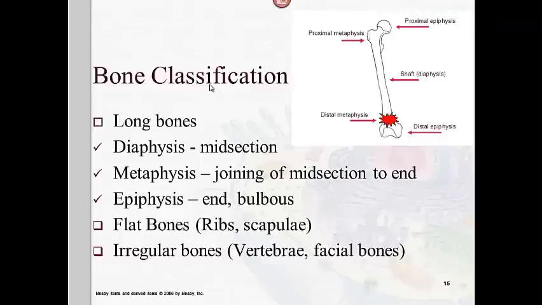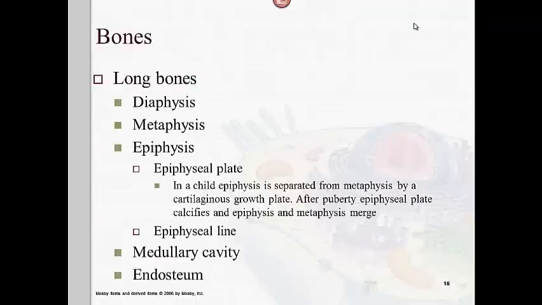So what is the diaphysis? It's basically the midsection of the bone. Metaphysis is where the joining takes place. See that this is, for example, a femur. You're going to have this being joined by the pelvis. And epiphysis is the actual bulbous end of the bone. The long bones have diaphysis, metaphysis, and epiphysis. They also have a medullary cavity and an endosteum.